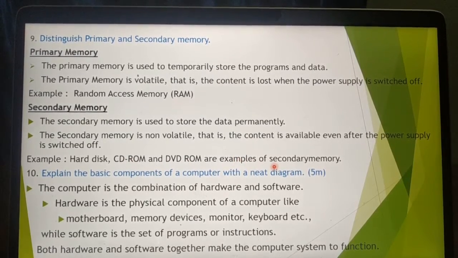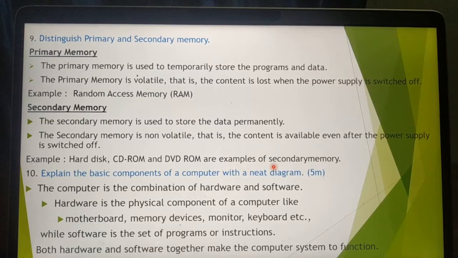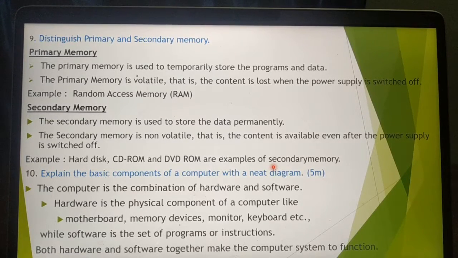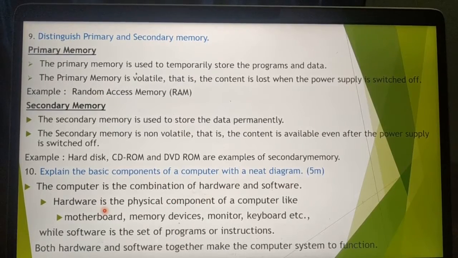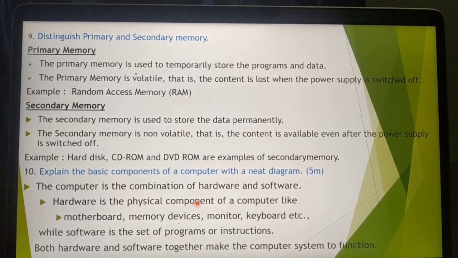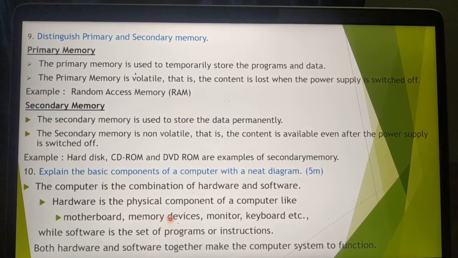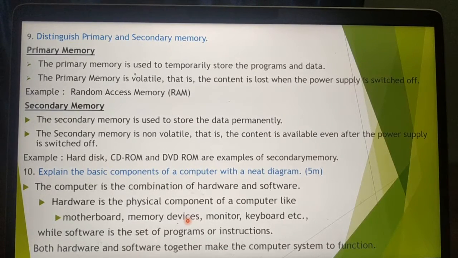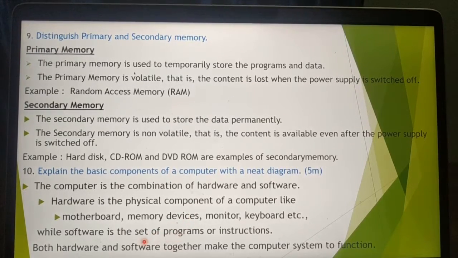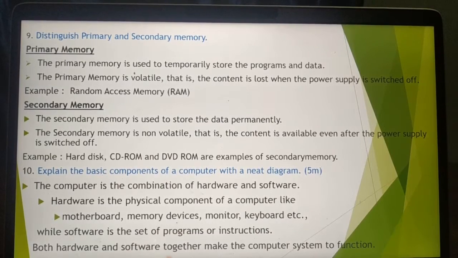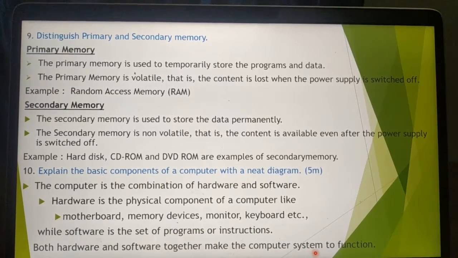Next, explain the basic components of a computer with a neat diagram. This is a very important 5 mark question. If you read this question, you can answer any type of question. First, you can write an introduction. Computer is the combination of hardware and software. Hardware means physical components of a computer. Next, write examples: motherboard, memory devices, monitor, etc. Next, software is a set of programs or instructions. Already we have studied this. Both the hardware and software together make the computer function successfully.